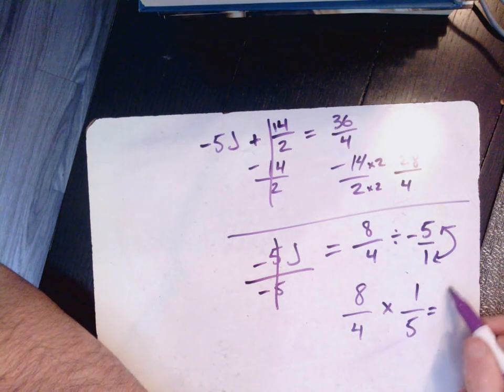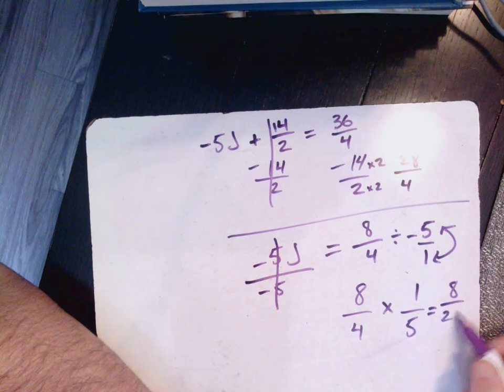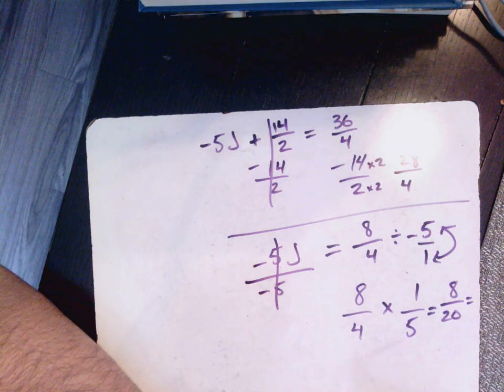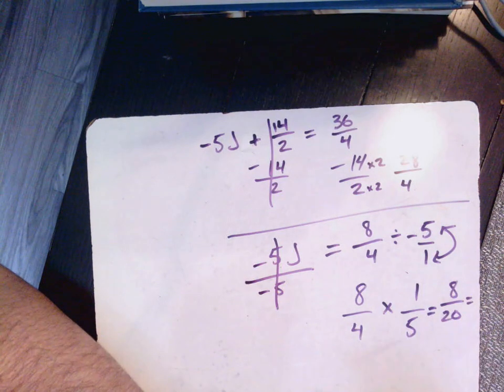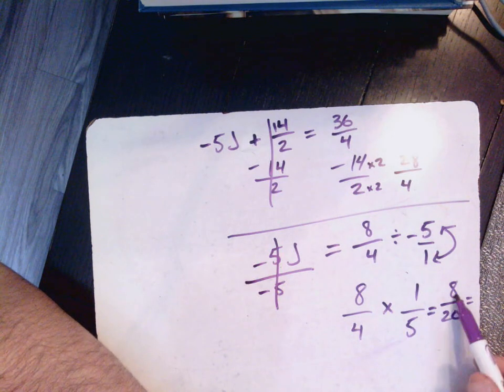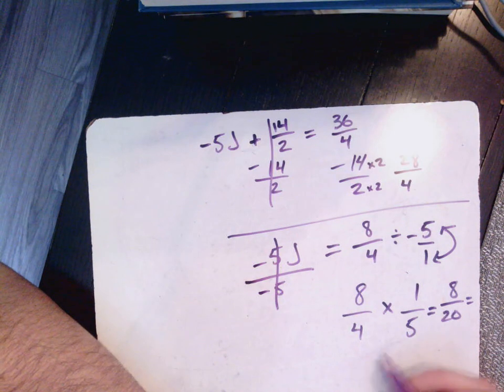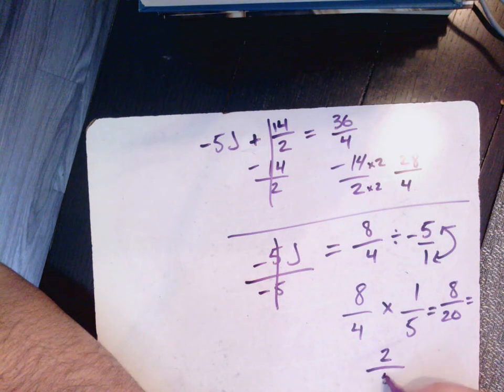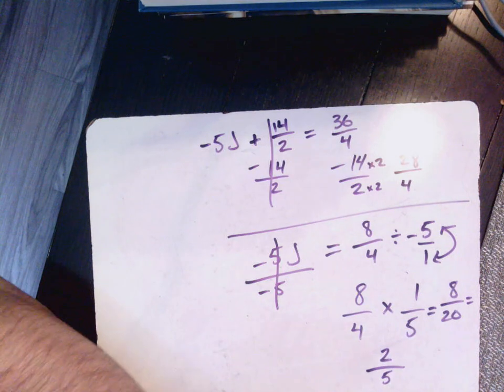So our answer is going to be 8 over 20, which we can further simplify because that is not in its simplest form. 8 is divisible by 4, as is the number 20. 8 divided by 4 is 2. 20 divided by 4 is 5. So the answer is 2/5.